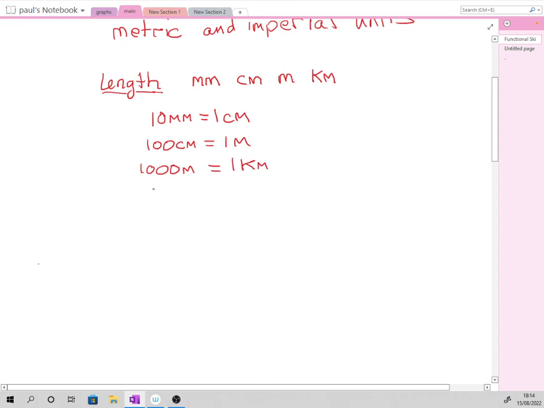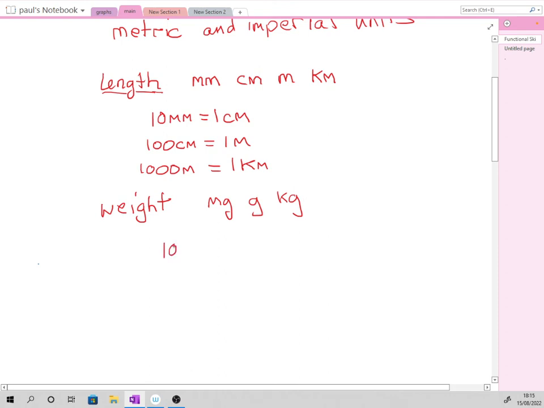Right, now the other one is going to be weight. Of course, in functional skills, you need to know weights and things. So we've got milligrams, grams, and kilograms. I suppose there's tons as well, but there's no need for that one.